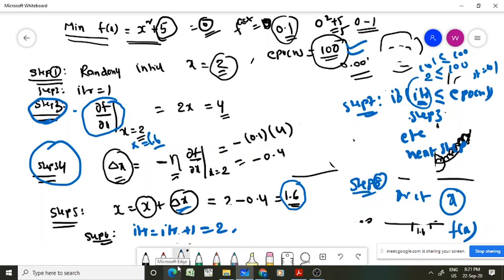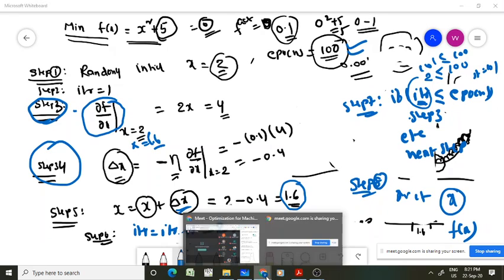Sir, small doubt, sir. How will we take the learning rate, sir? That is the hyperparameter. So you have to choose some random value between 0 and 1. Suppose you think your algorithm is not working properly, then you have to tune the learning rate slowly. I will give one suggestion later after the lab. Otherwise tomorrow I will discuss how to tune the learning rate also.